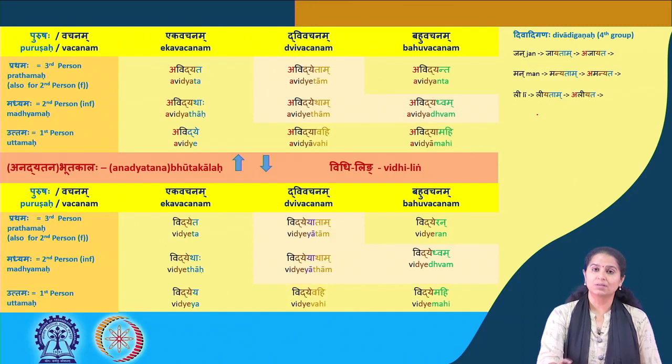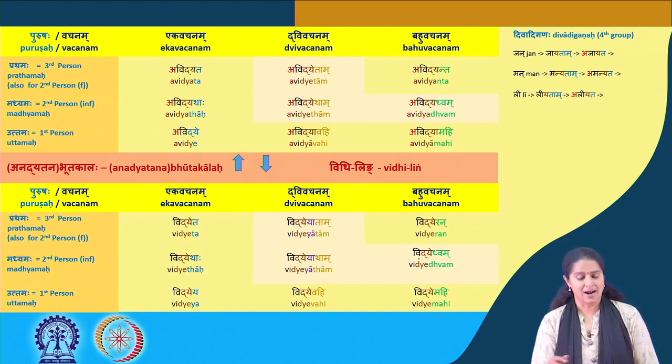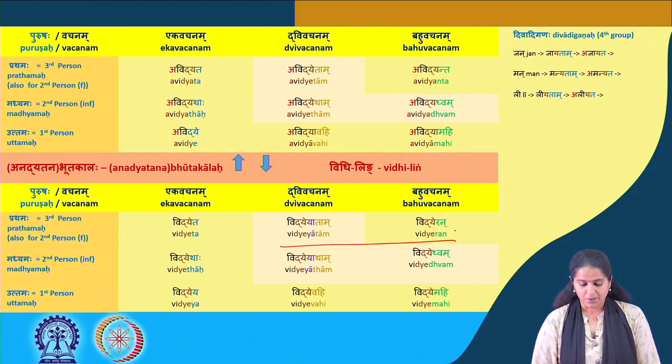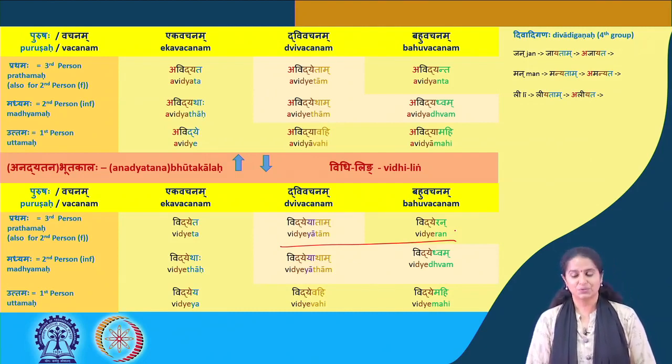We've already done the Bhutakala, so I'll move on to the Vidhiling here. We have Vidyeta, Vidyeyatam, Vidyeran. So these are quite different. Next Vidyethaha, Vidyeyatham. Once you have that, then you can expect something similar to follow. And then Vidyedhvam. Next Vidyeya, Vidyevahi, Vidyemahi. Uttamam. And you have the verbs there as well.